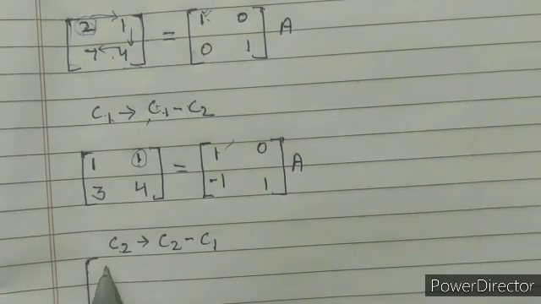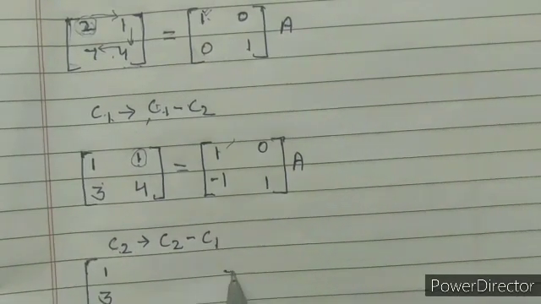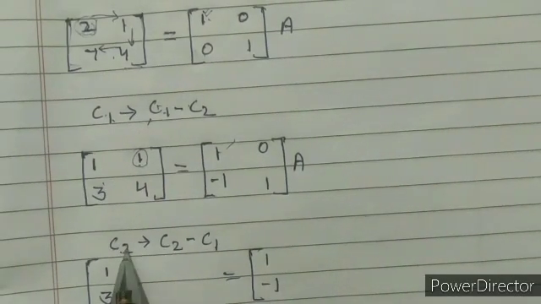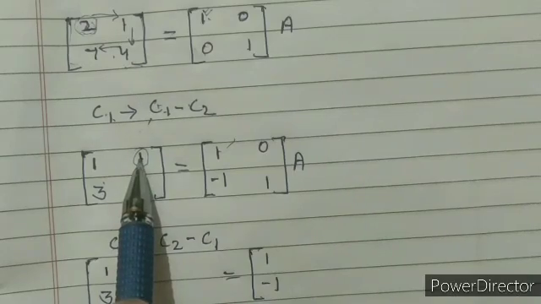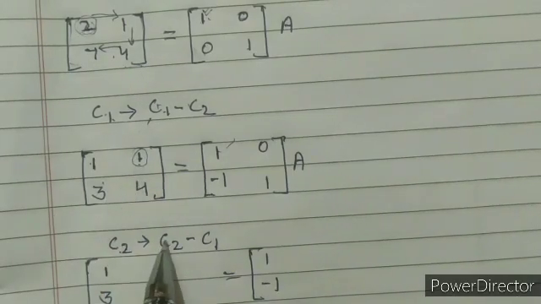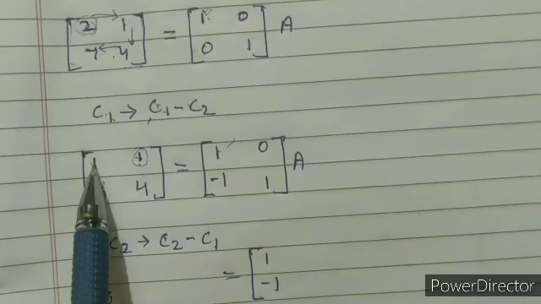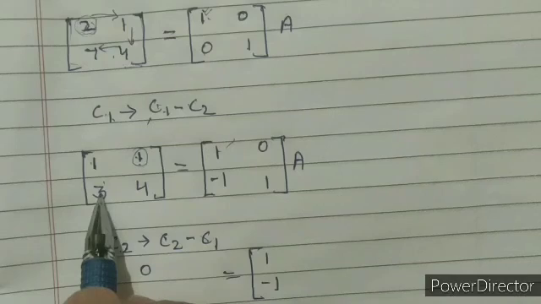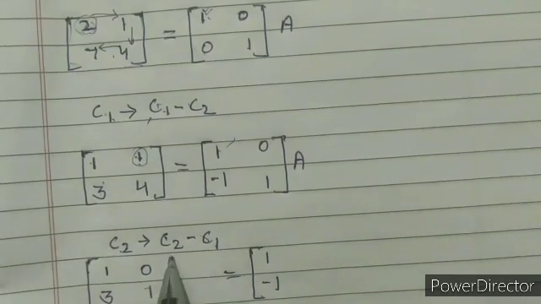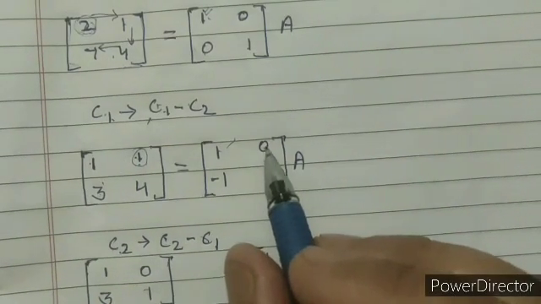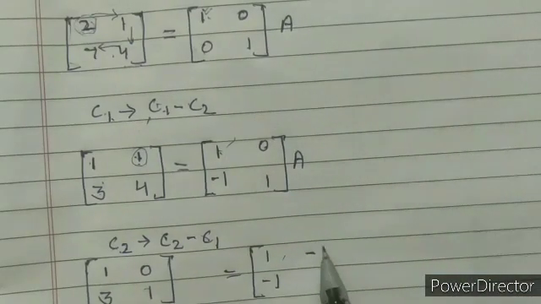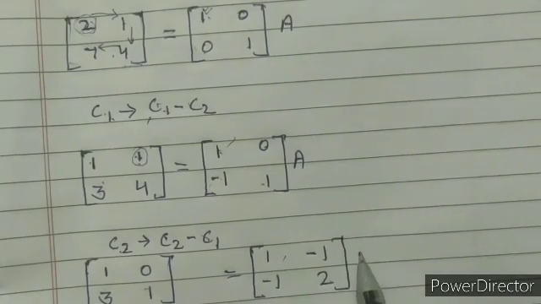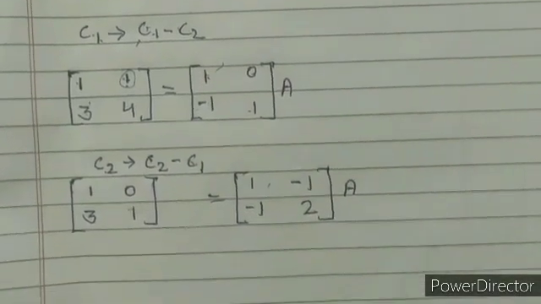Now the first column will remain the same on both the left hand side and the right hand side. Now column 2. The corresponding element to 1 in column 1 is 1. So this will be 1 minus 1, and 1 minus 1 will be 0. 4 minus 3 will give us 1. Here also column 2 will change. Now 0 minus 1 will give us minus 1, and 1 minus minus 1 will be equal to 2 into A.